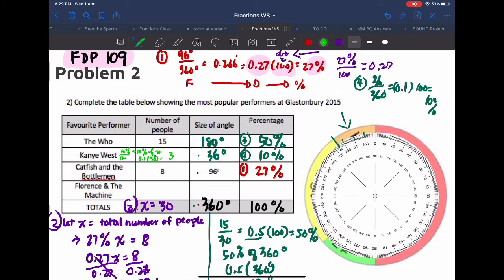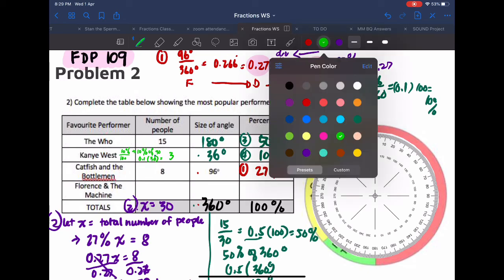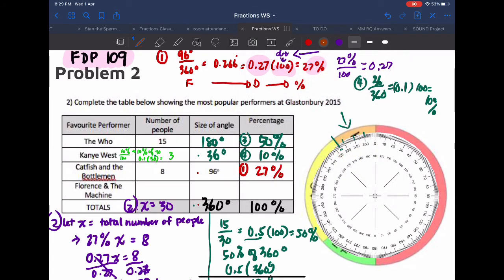So now it's very easy to do the last part. What color do I want to use? Okay, let's use that one. Because you know 15 plus 3 is 18, plus 8 is 26. So all of this already totals 26. So then you do 30 minus 26 equals 4. That means 4 people voted for Florence in the machine.